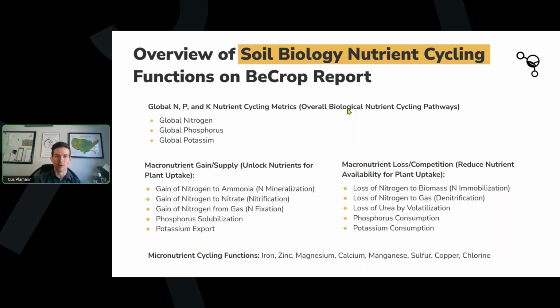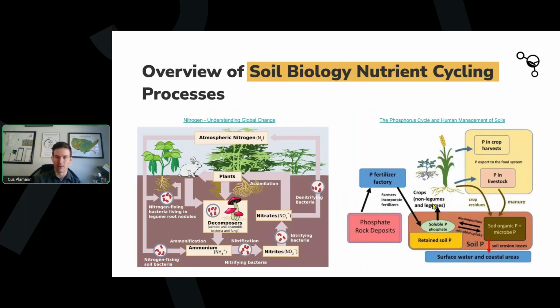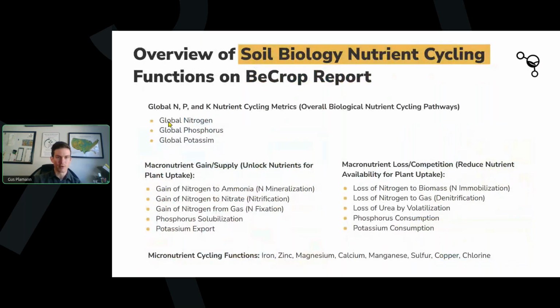So you can think of these like the overall biological nutrient cycling pathways. There's a global nitrogen, global phosphorus, global potassium index, and these are basically a representation of this overall nutrient cycle like we just went over on the previous slide. These integrate all the different roles microbes play in cycling these nutrients and provide an overall score, with a higher score indicating greater microbial potential to make these nutrients available. So it's really, again, just a way to give an overall benchmark on what the nutrient cycling structure of the microbes looks like.